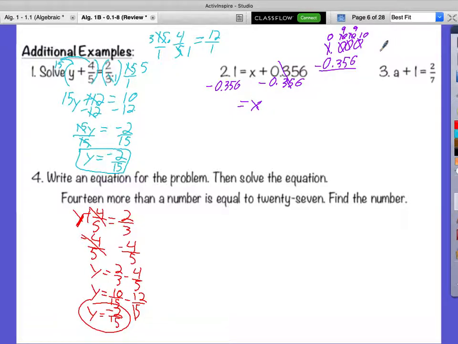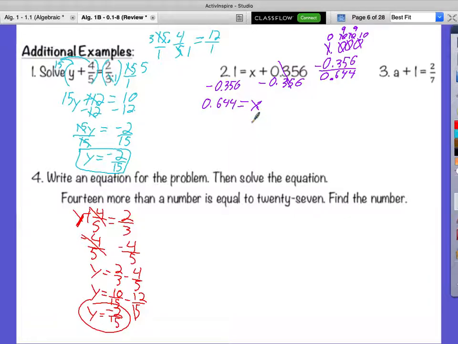What's 10 minus 6? 4. What's 9 minus 5? What's 9 minus 3? 6. What do we do with this decimal? Do we just drop it? No, you keep it right where it is in line. And add a 0 in that case. 0 minus 0? 0. So x ends up being 0.644. Which of these numbers was bigger, 1 or the negative 0.356? 1. So we keep the positive symbol. We keep the symbol of the bigger number. So it ends up being that.